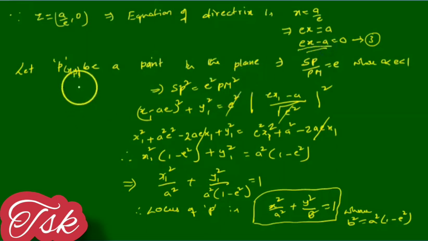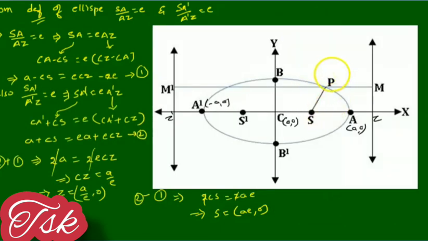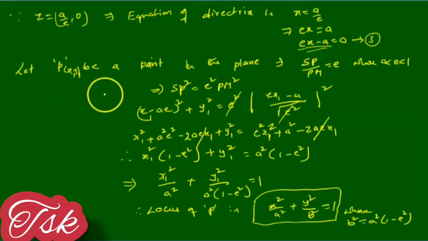That is the equation of the directrix. So let P(x1, y1) be a point in the plane such that SP by PM is equal to e, where e lies between 0 and 1. Look here, if P is a point, I think you observed the diagram that I have drawn. SP by PM, P to S and P to the directrix. Look into the diagram. P is any point in the plane, SP by PM is equal to e. Therefore, SP square is equal to e square into PM square.